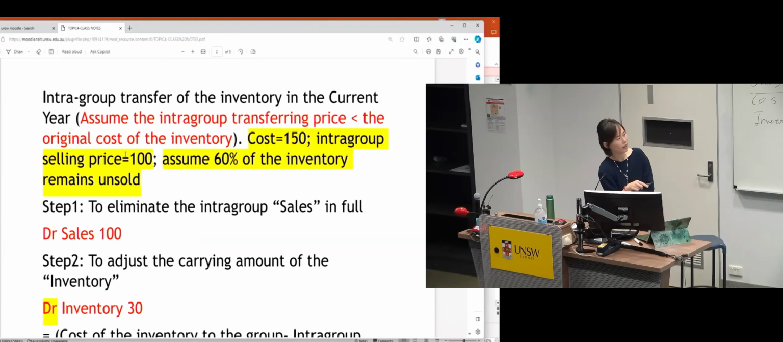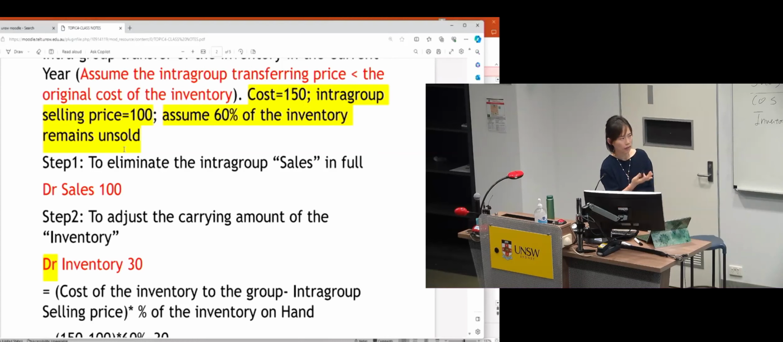Still assuming 60% inventory on hand. Okay. So you can see step 1 is still the same, right? It's the elimination of the intragroup sales revenue in full, but the number has now been changed to 100. Now then step 2, adjust the carrying amount of the inventory. So you can see the adjustment is not on the credit, it's on the debit, because the inventory transfer price is lower than the original cost, showing that after transfer, the inventory is undervalued, right? It's understated. So from the group viewpoint, we need to increase the carrying amount of inventory.